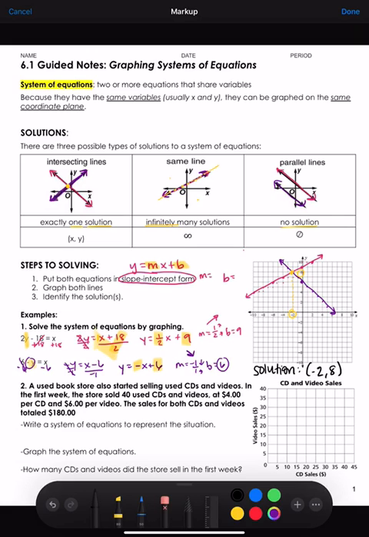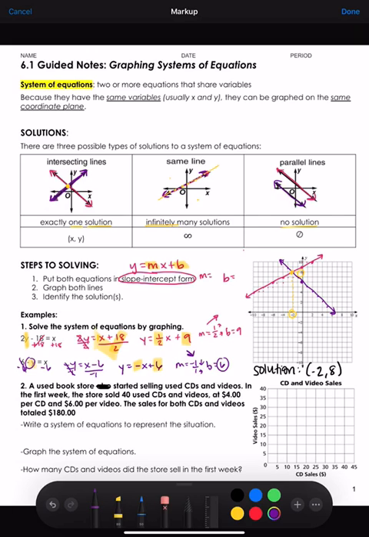All right, so now we're going to move on to an application of a system in the context of a word problem. So it says a used bookstore started selling used CDs and videos. In the first week, the store sold 40 used CDs and videos at $4 per CD and $6 per video.